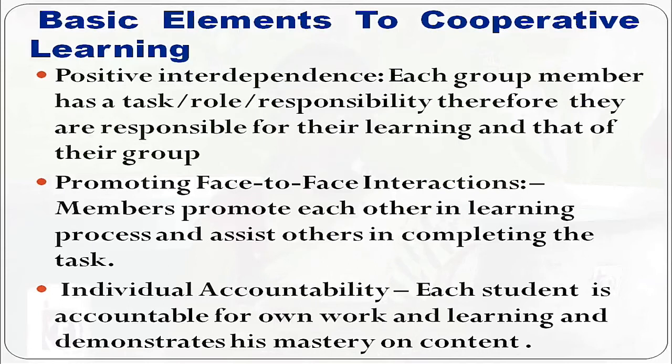And individual accountability. Each student is accountable for their own work and learning and demonstrates his mastery of content. Everybody has to make a presentation on what he has done in the group, and he has to explain the mastery which he has achieved during the project.